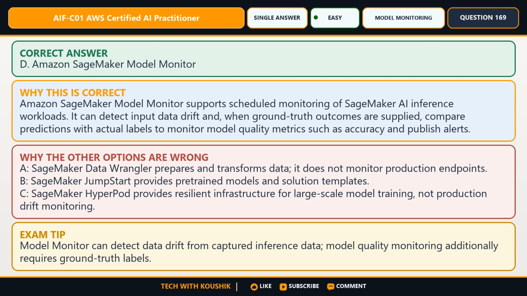Use this elimination rule in the exam. Model Monitor can detect data drift from captured inference data. Model quality monitoring additionally requires ground truth labels.